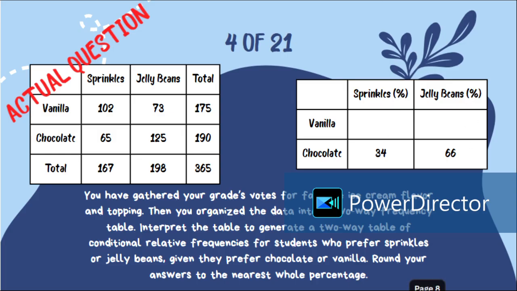This is the actual problem, so I'm not going to solve it for you, but I will guide you on how to solve it, okay? So we know here that people who like sprinkles and chocolate, let me change my color, is right here, sprinkles and chocolate, and it's 34%. So let's verify that we know how to do this correctly. That means we do sprinkles and chocolate, which is 65. I'm going to put that in my calculator, divided by the total for sprinkles and chocolate, which is 167. And look at that, I did it wrong.